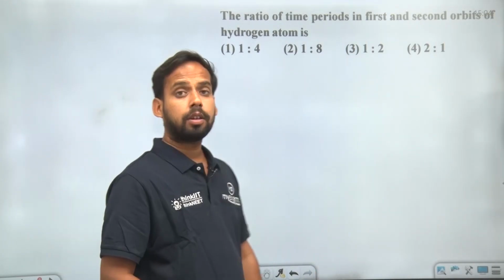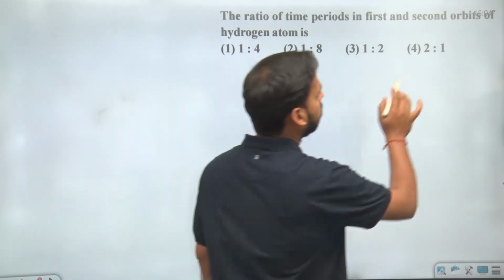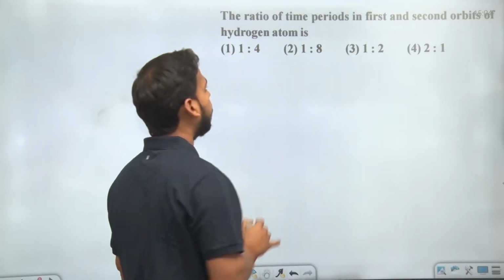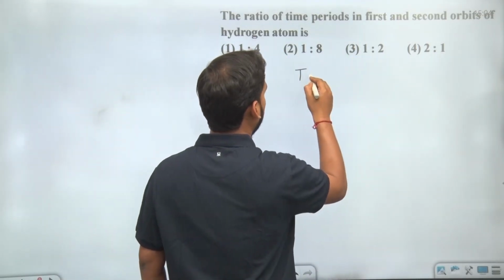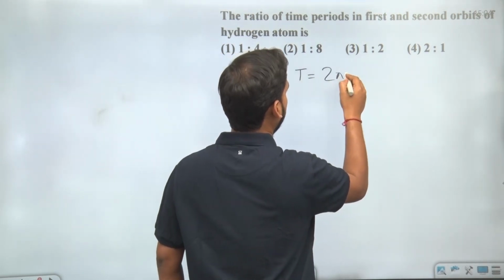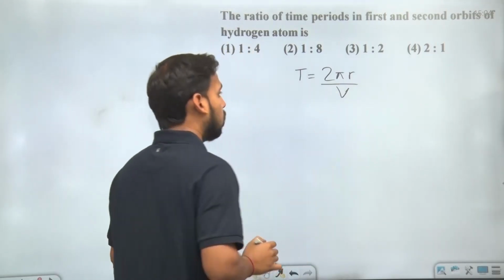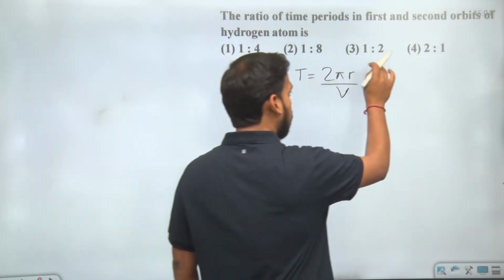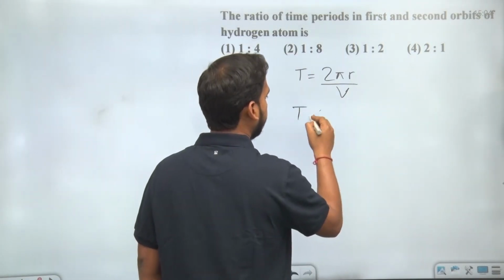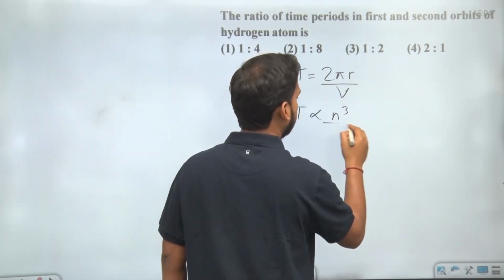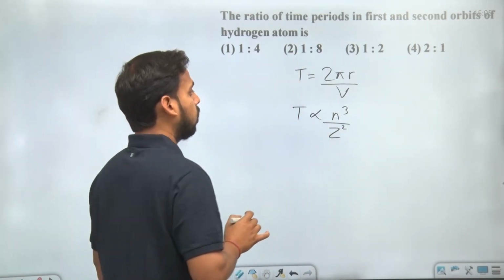The next question: the ratio of the time period in the first and the second orbits of hydrogen atom. The time period is T equals 2 pi r upon v. If we put the formula of the radius and the velocity, we get that the time period is directly proportional to n cube divided by z square.